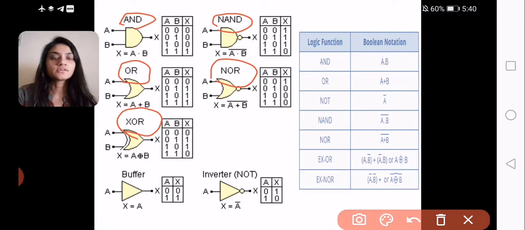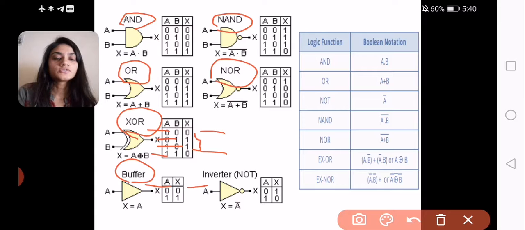Next gate is the XOR gate, exclusive OR gate. When 2 bits are the same, you will get 0, and if 2 bits are different, then you will get logic 1, right? Next gate is the buffer. Buffer means whatever data you give, the same data will be available at output. So 0 will give output 0 and 1 will give output 1, and exact opposite of that gate is the inverter.